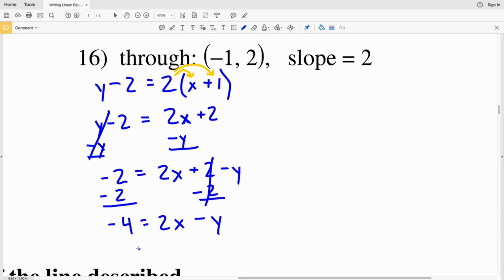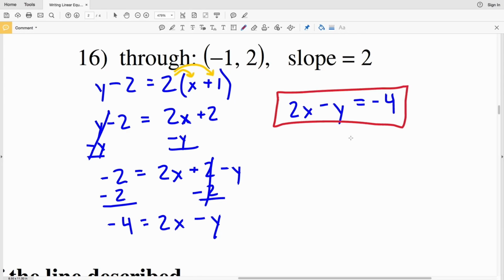We just have to flip this equation. So what's on the right, we're going to write on the left, and what's on the left, we're going to write on the right-hand side. So 2x minus y, or plus a negative y, equals negative 4. Ax plus By equals C. And indeed, A is positive, A, B, and C are all integers, and they do not have a common factor between all three. So 2x minus y equals negative 4 is the solution for number 16.